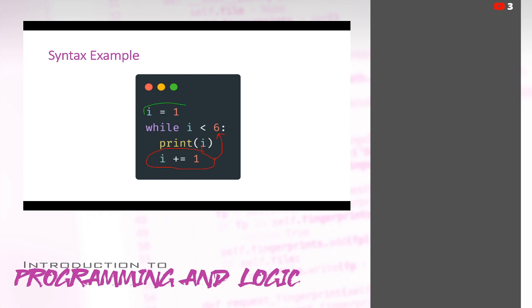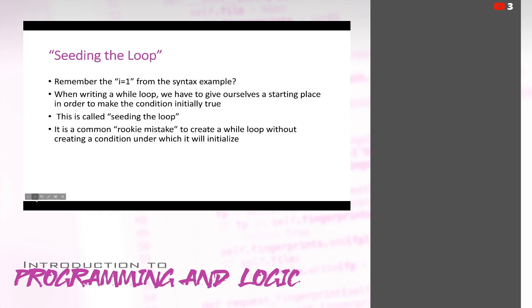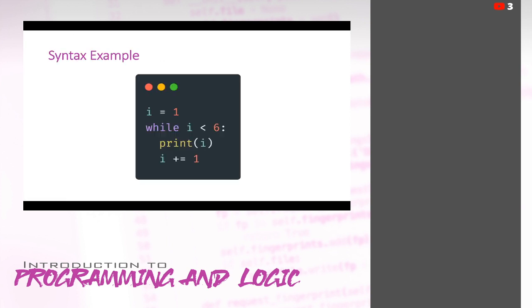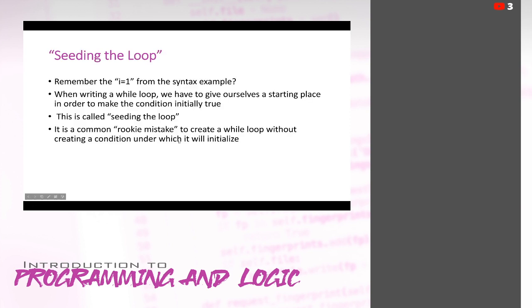But there's also this I equals 1. That has its own level of importance to it. Right? Because this gets into the importance of what we're talking about when we're talking about seeding the loop. So let's take into consideration that I equals 1 example. We want that loop to be able to start. So we have to give that some sort of value for it to kick off, or else that's just dead code.